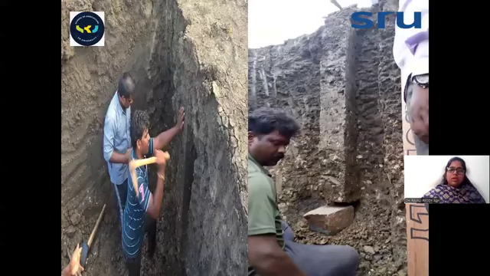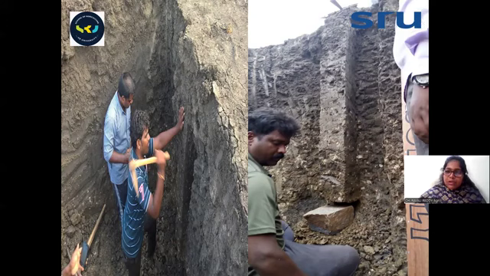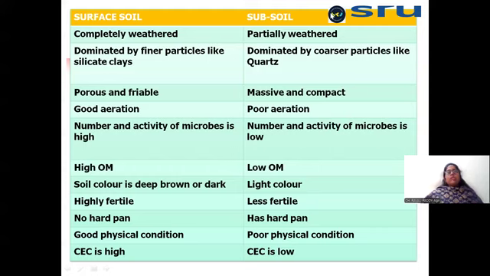So this is how the soil profile can be dug and how the soil profile studies can be made. And here on the right side, if you see the image, this is called a monolith. Monolith. So now we will see the differences between surface soil and subsoil. Surface soil is nothing but completely weathered material. As it is completely weathered, it is loose and friable and highly porous in nature. It has fine soil particles like silicate clays.